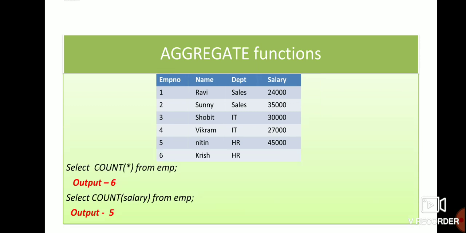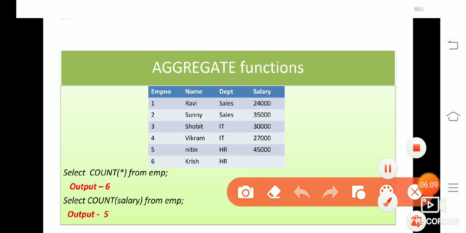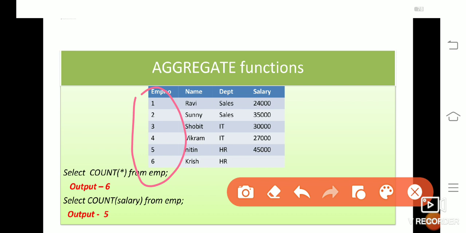Next, count asterisk. What do you mean by count asterisk? As I have mentioned, count asterisk is being used to count the rows. How many rows are being mentioned here? There are 6 rows being mentioned here. 1 2 3 4 5 6. 6 rows are being mentioned here.